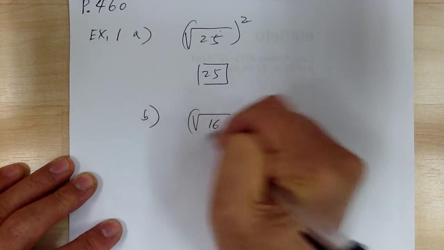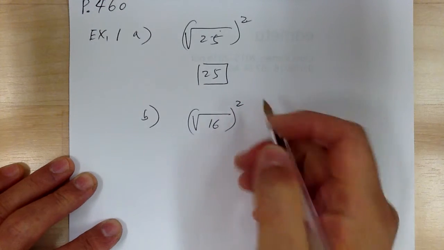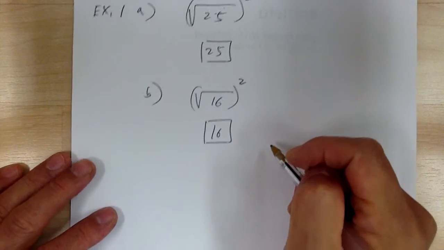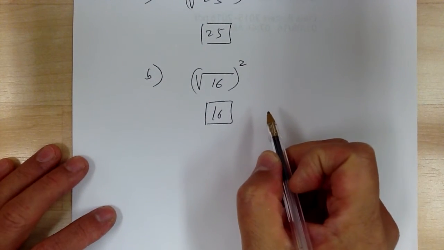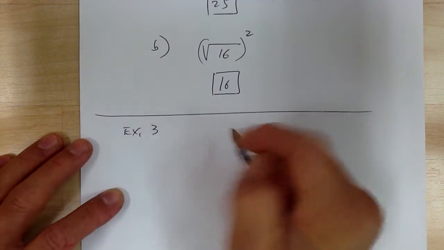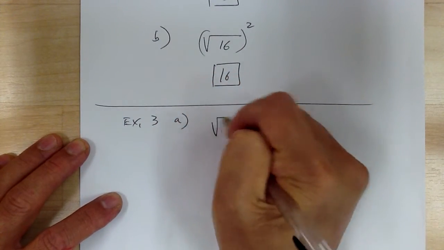Again, same thing. Square root of 16 squared. So square and square root cancel out. So again, the answer is 16. Okay. Now let's go to example 3. So again, all these are review stuff. Okay, you already learned all this from before.